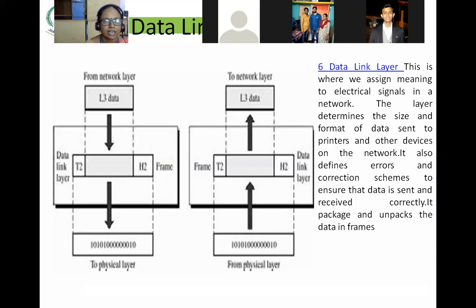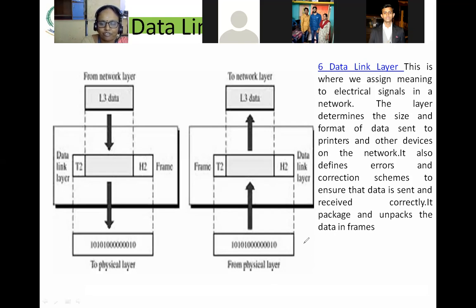The first 3 layers are responsible for data, and when it comes to the 4th layer, it becomes segments. At the 5th layer, it becomes packets, and at the 6th layer, it becomes a frame. While I'm coming top to bottom, it always starts from the physical layer only. The physical layer is the first layer. I think you may remember the alphabets.